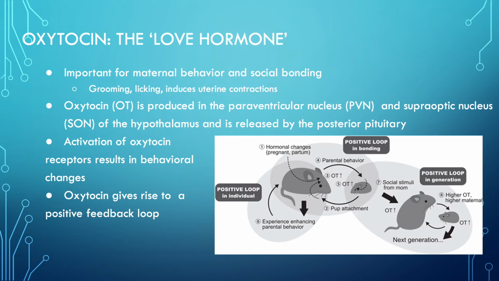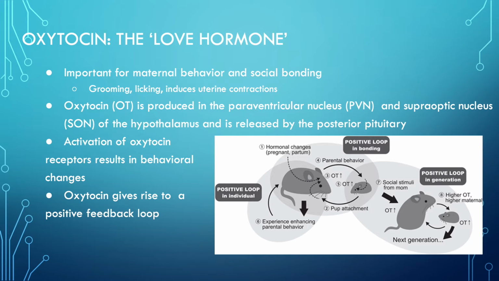Examples of maternal behavior include grooming and licking, and oxytocin also can induce uterine contractions. Oxytocin is produced in the paraventricular nucleus, or the PVN, and the supraoptic nucleus of the hypothalamus, and is released by the posterior pituitary. Activation of oxytocin receptors results in behavioral changes.